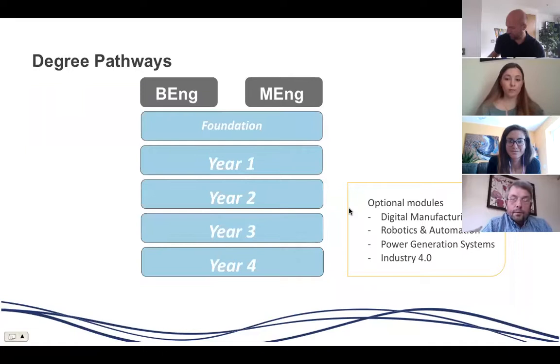There are also some options. We do have some option routes, or I should say degree pathways, where you can pick some options later on in the program. So you can specialize to a certain extent in one of those 4 disciplines: digital manufacturing, robotics, power generation, and the new Industry 4.0, which is the way that manufacturing is moving into the future via the Internet of Things, etc.